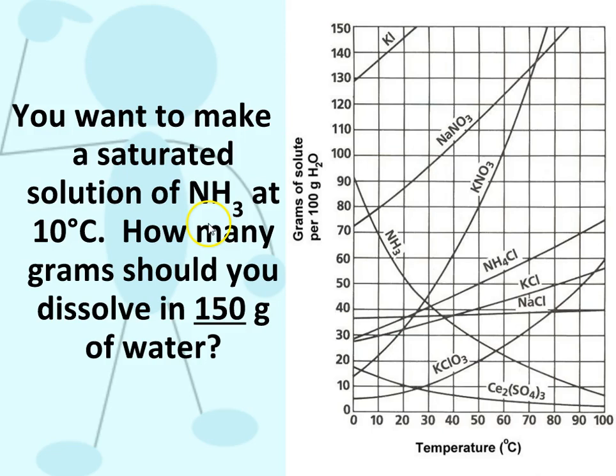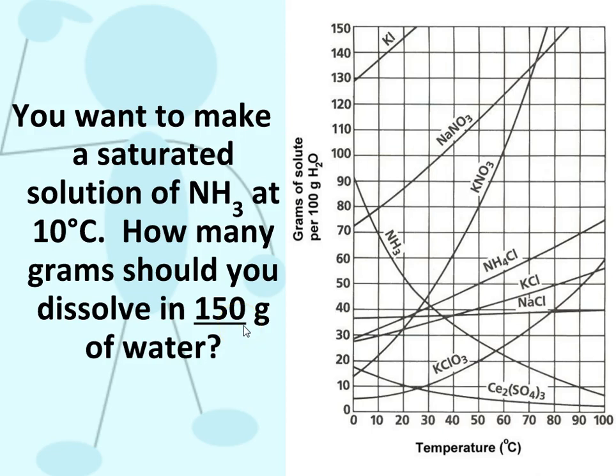If you want to make a saturated solution of NH3 at 10 degrees Celsius, how many grams should you dissolve in 150 grams of water? We're still trying to find grams of solute, okay? But this one's a little bit different because it's not giving us per 100 grams. It's giving us per 150 grams.